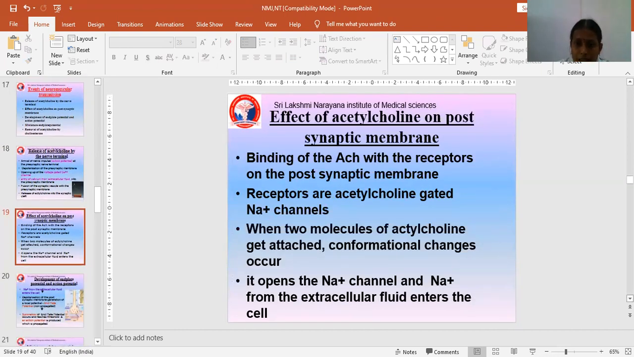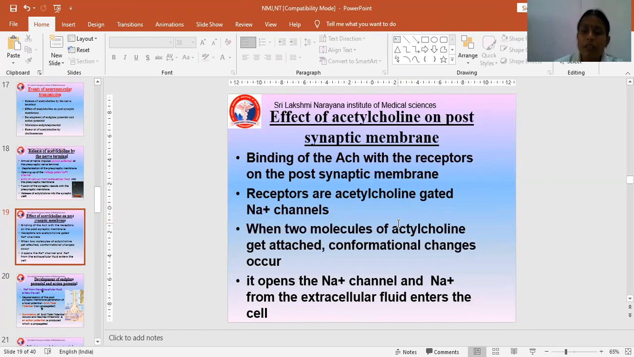So next, the effect of acetylcholine on the postsynaptic membrane. What will the released acetylcholine do? It will bind to the acetylcholine receptors present on the postsynaptic membrane. These receptors are ligand-gated channels, that means they are acetylcholine-gated sodium channels.